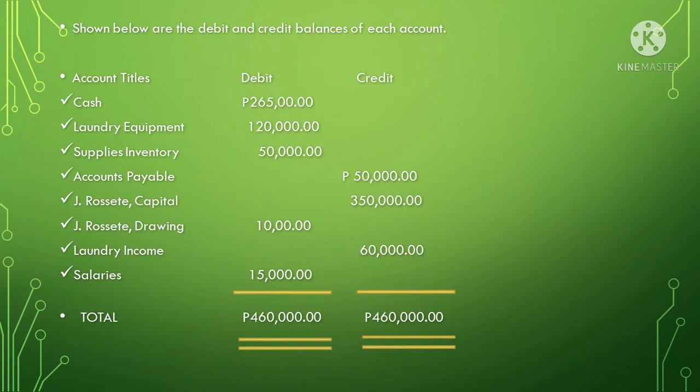Okay, so shown below are the debit and credit balances of each account. For account titles such as cash, laundry equipment, supplies inventory, accounts payable, Josephine capital, Josephine drawing, laundry income, and salary. These are the accounts that we used earlier, di ba? Sa kato-ato ang mga transactions from 1, 2, 3, 4, 5, and 6. Okay? So mo ni siya ang iyang debit o credit balances. So ato ang i-check kung tama ba siya.